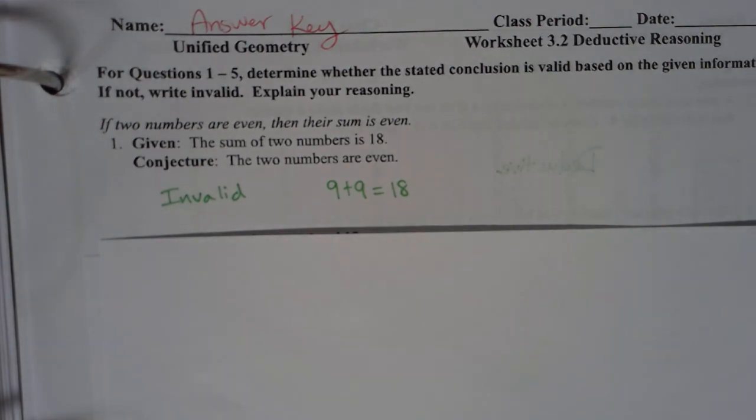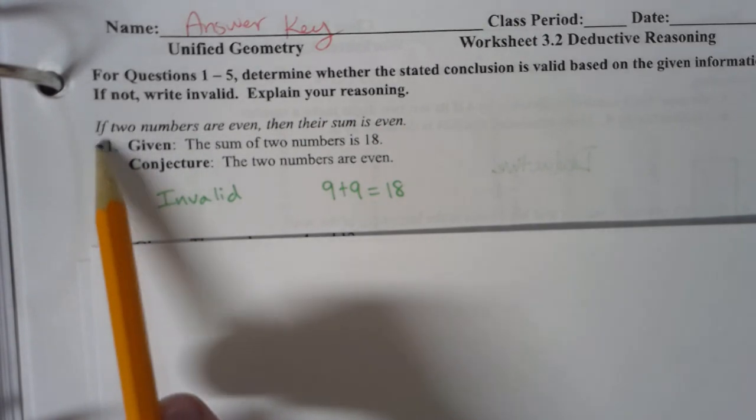All right, for the 3.2 worksheet, we're going to again work through some of the problems. So, number one, my directions tell me to determine whether the stated conclusion is valid based on the given information. And if not, I need to write invalid and then explain my reasoning either way. Okay, so for numbers 1 through 3, we're given this rule.